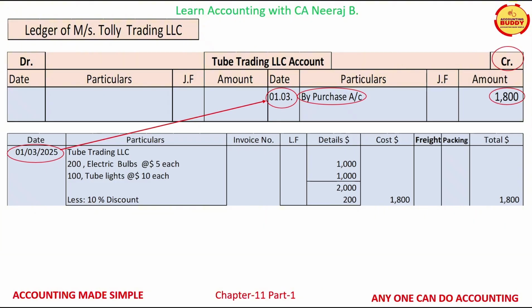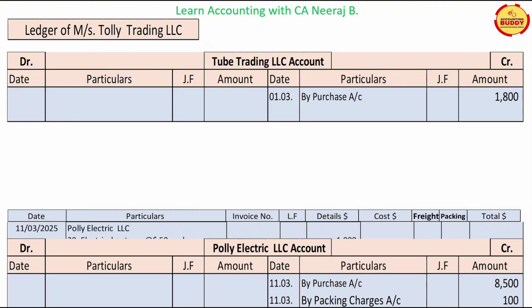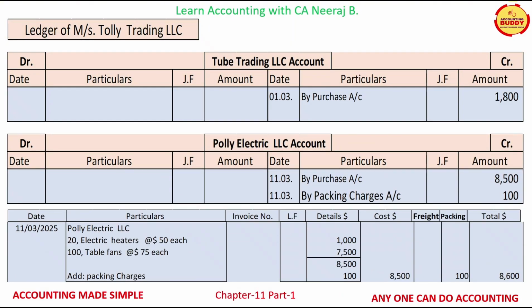Next, the purchase book transaction of the purchase of goods from Poly Electric LLC is displayed on your screens. This purchase transaction will be posted to the supplier account of Poly Electric LLC. The entry will be posted on the date of the transaction, that is 11th March 25, on the credit side of the account of Poly Electric LLC by writing the words "by purchase account" for $8,500 and by writing "by packing charges account" for $100.